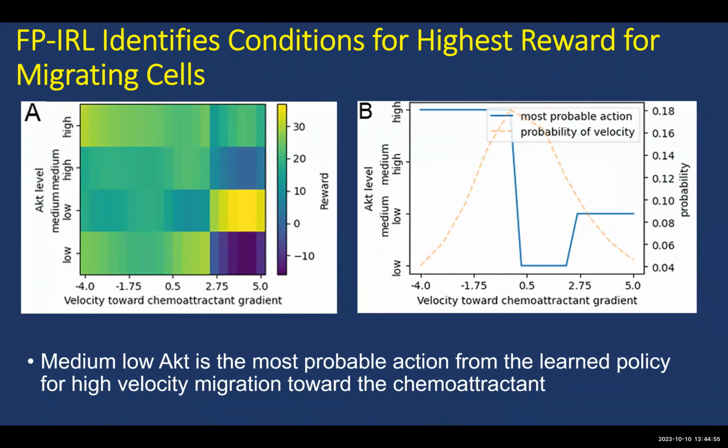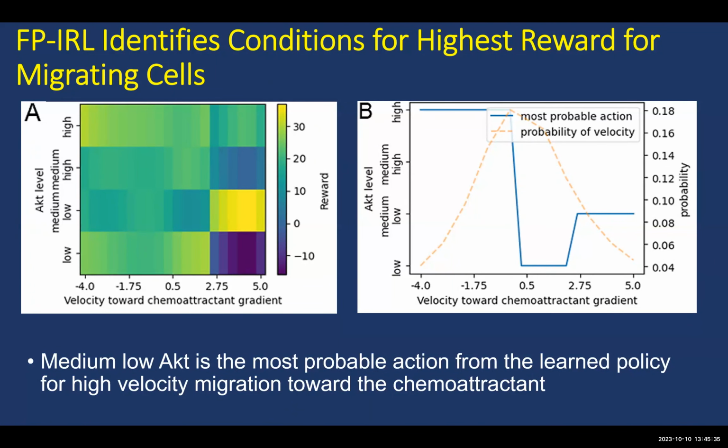And this is just one example of how we've used this. So if we're thinking about cancer cells migrating toward a chemoattractant gradient, in this case, we're only looking at the amount of AKT activity in panel A, that kinase I showed you early on. And then if we use the FP-IRL framework, we can infer that the most likely scenario, the state that the cells want to be in to take the action of moving toward the chemoattractant gradient, is cells that have a medium-low level of AKT activity. So this is just the data we've given them, observing the outcomes and making that prediction.